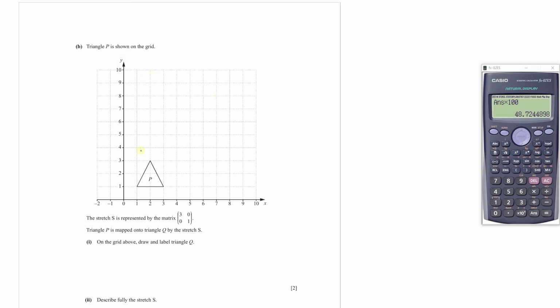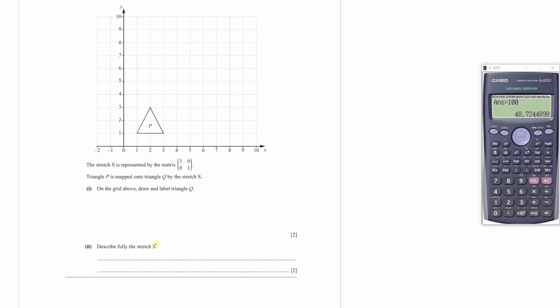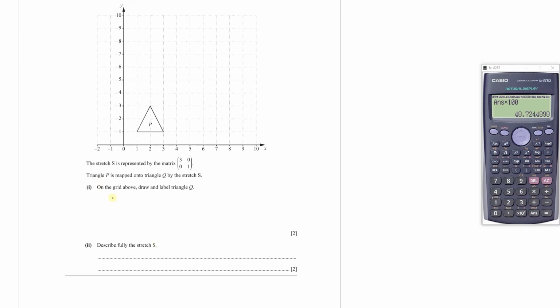Part B, triangle P is shown on the grid. The stretch S is represented by this matrix. Triangle P is mapped onto triangle Q by this stretch S. On the grid above, draw and label triangle Q. So you know that if you multiply the transformation matrix with the object, you get the image. So your matrix for the transformation is 3, 0, 0, 1. And then your object is basically the coordinates of this triangle.